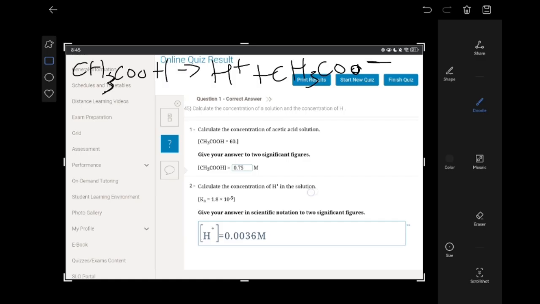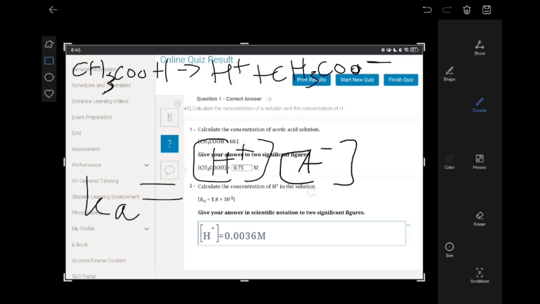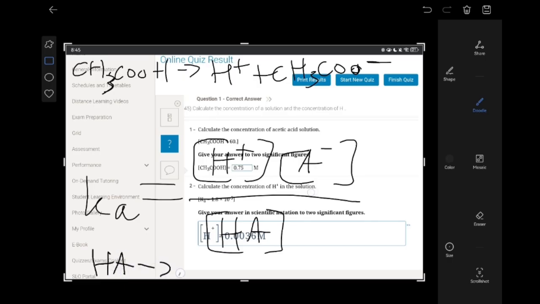I didn't fully explain why we needed the HA dissolved. By using HA, we can tell that the equilibrium constant of an acid, Ka, equals H plus times A minus over HA. Because, remember, HA gives you H plus plus A minus. So it's the products over the reactants, which is exactly what's happening here.